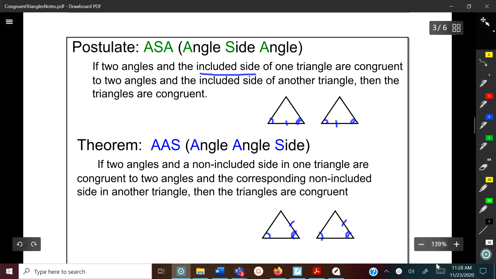Hello everyone, thank you for checking out my video. Today we're looking at congruent triangles and how to prove that a triangle is congruent. So the first thing I want to talk about is, what is a congruent triangle?